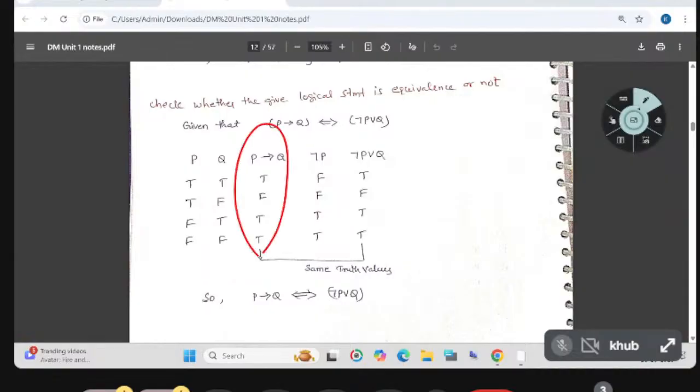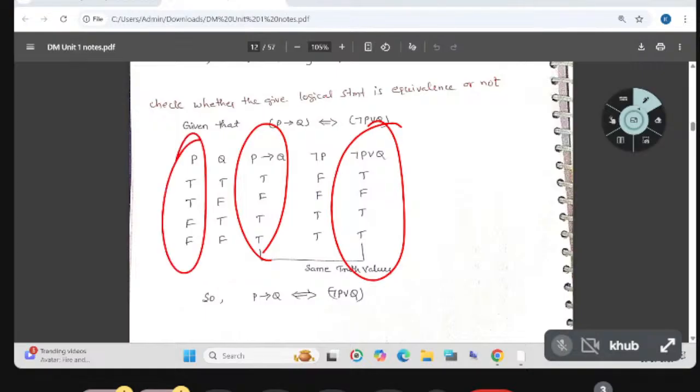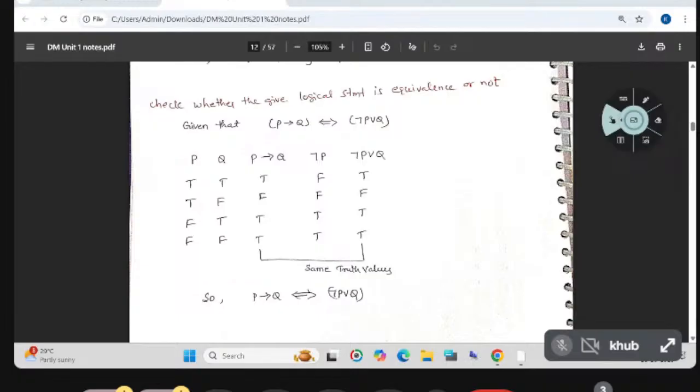And again we draw the table for negation P or Q. The negation P value we have taken from this P value, so we get true, false, true, true. When we compare these two columns, we get them equal. That is, logically the given statement is equal, we say.